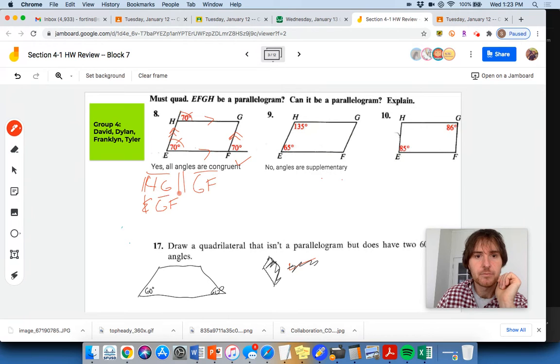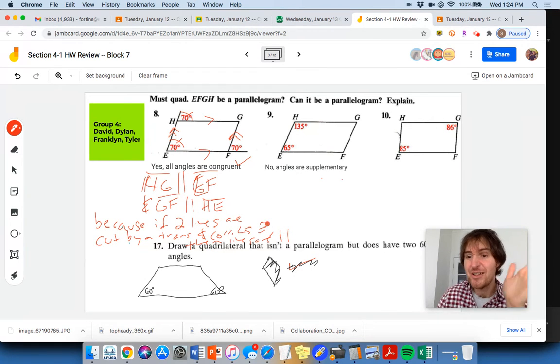HG and EF. Oops, sorry, that's what I meant to do. EF, GF parallel to HE. Because if two lines are cut by a transversal, this is back from chapter 2, you prove this, and corresponding angles are congruent, then lines are parallel.